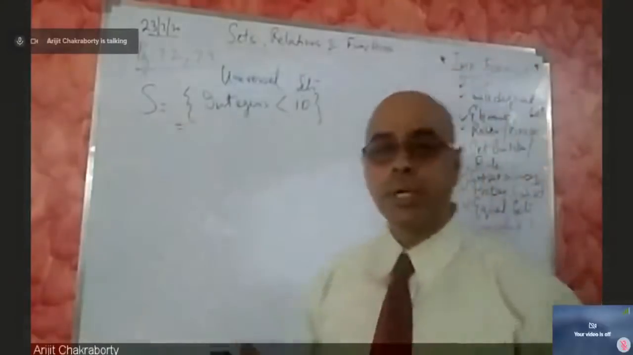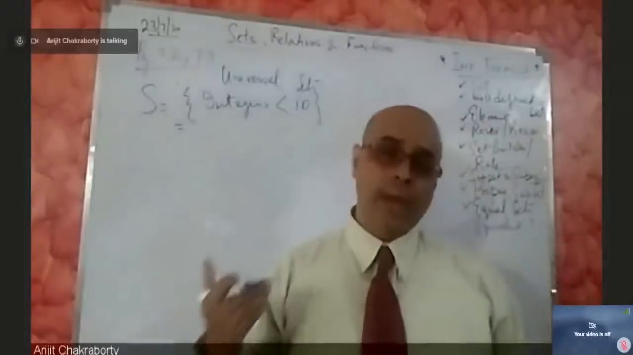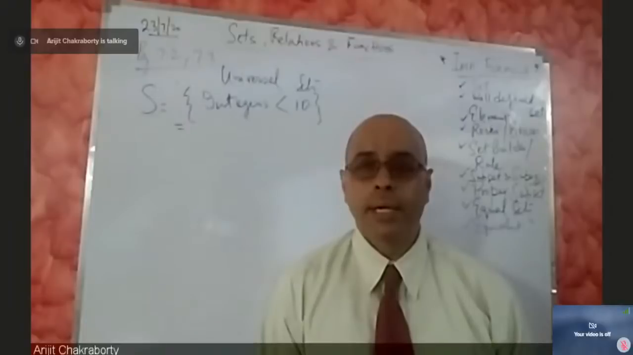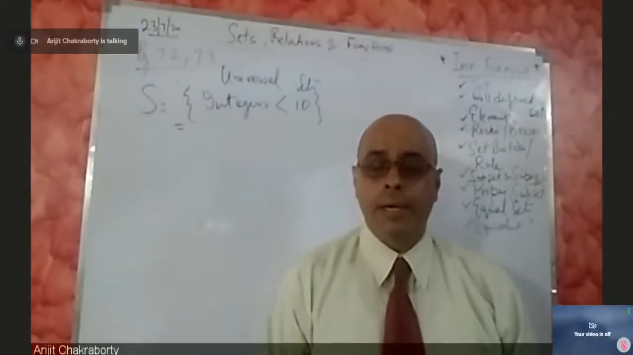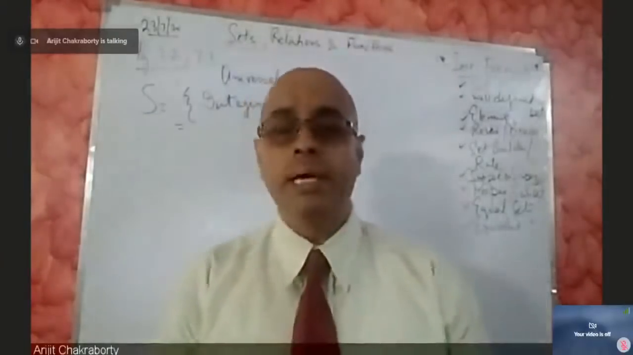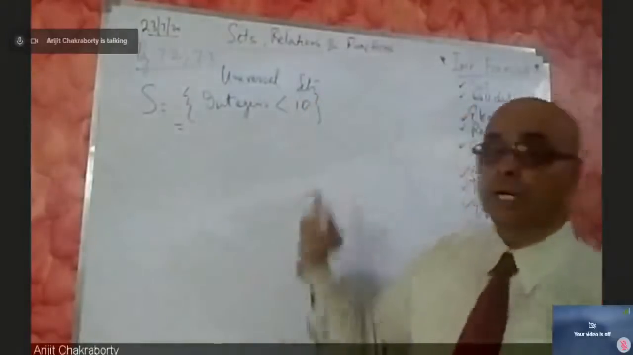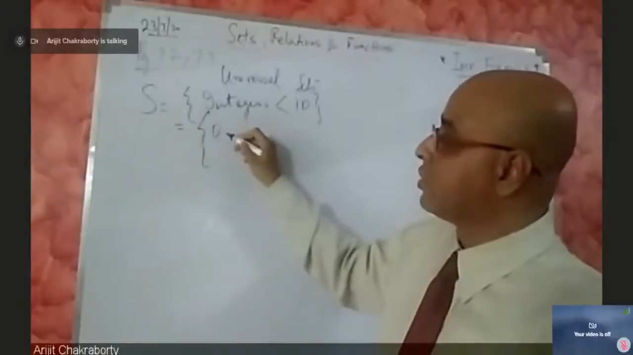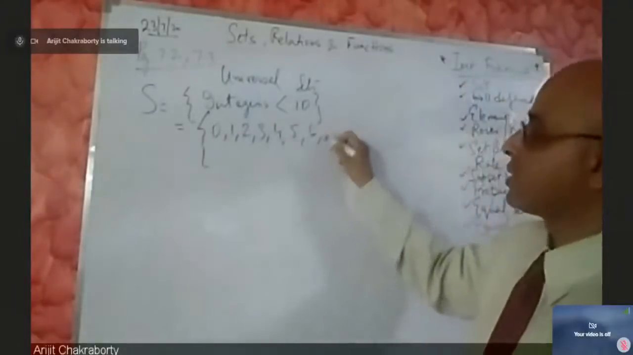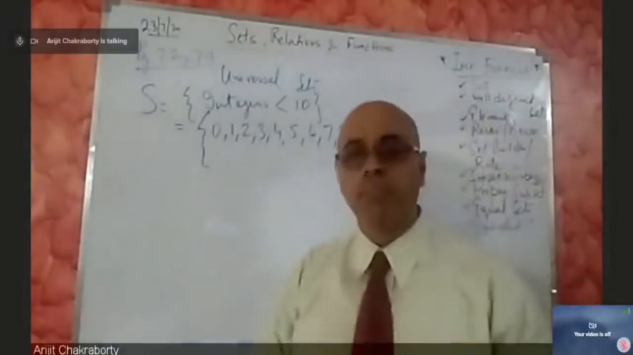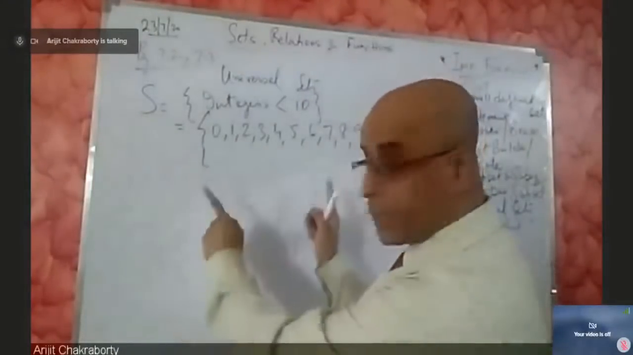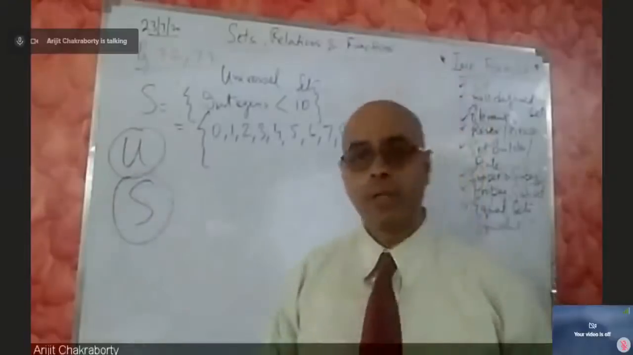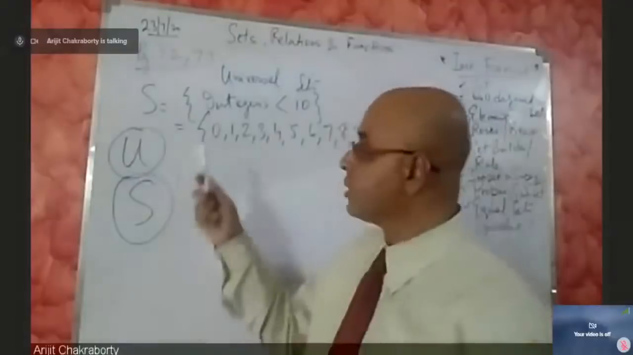So, if I use the roster form or the braces form to write the set, what is the logic? What is the rule given? What is the condition given? The condition is that it is a set of numbers, and the numbers are integers. That means they are whole numbers. They are not fractions. They are complete numbers, and the numbers are less than 10. So I can write the set, it will be 0, 1, 2, 3, 4, 5, 6, 7, 8 and 9. So in this particular example, this set will be called the universal set, shown by the letter U or by the letter S. So please note that universal set is shown as U or S.